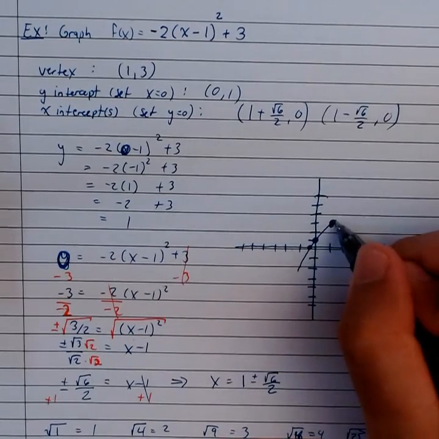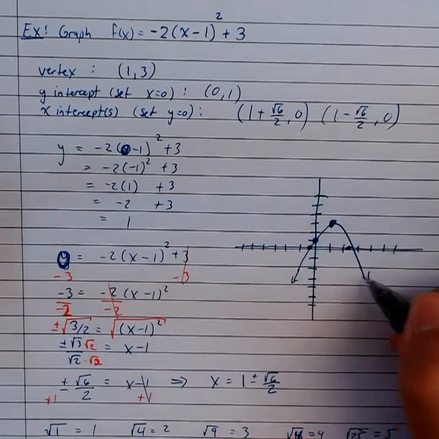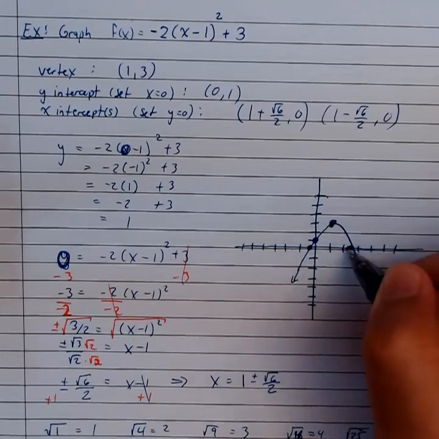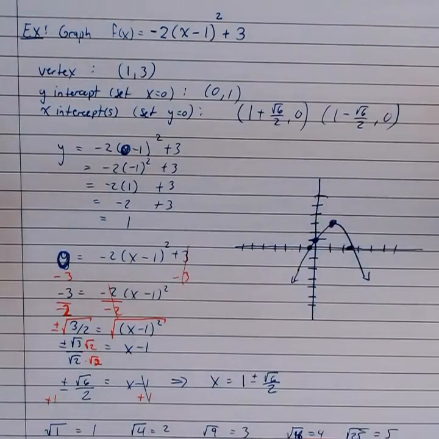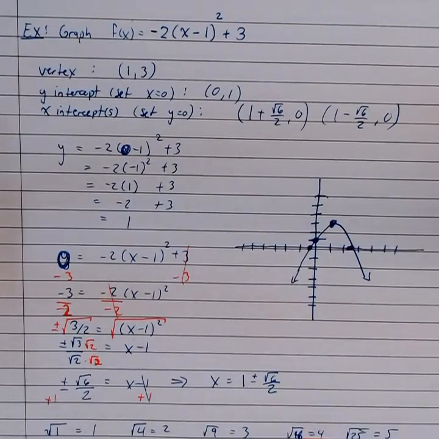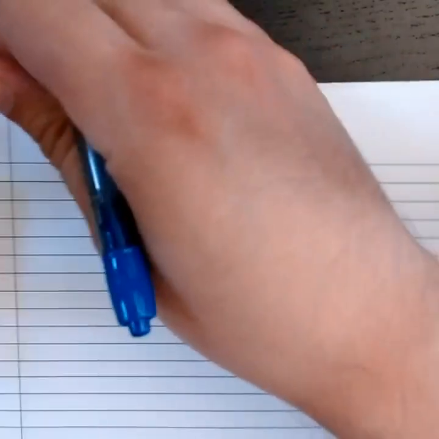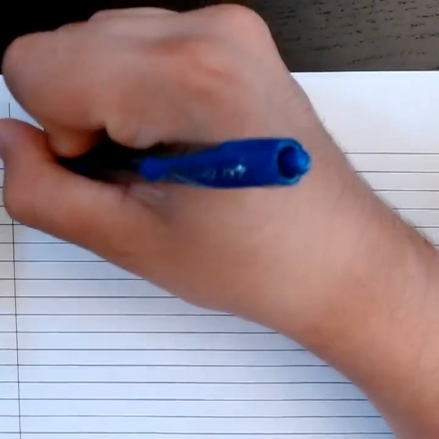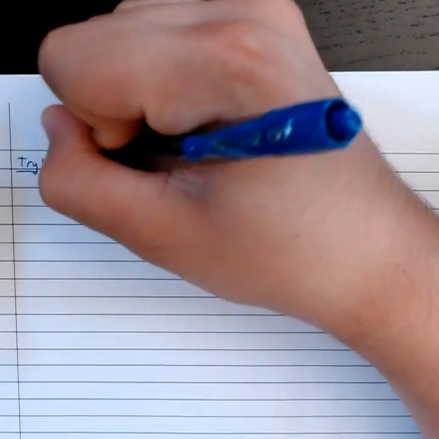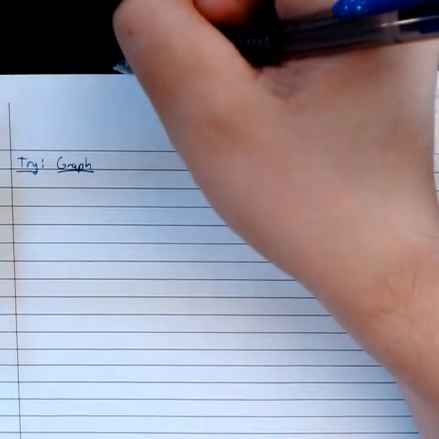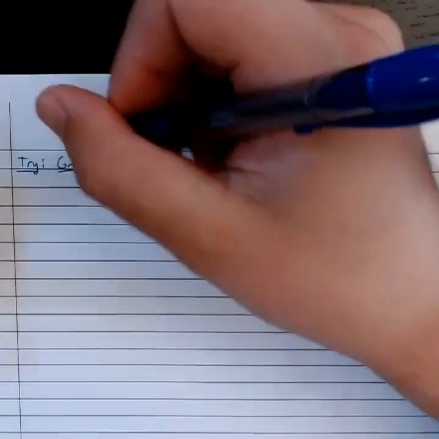Here's your vertex. Here's your x-intercepts. Here's your y-intercept. And that's your graph. So go ahead and give this a try. Take the following equation that is in vertex form and graph it. You're going to graph by finding the vertex, the y-intercept, the x-intercepts, and then plotting those and creating the graph. So go ahead and give this a try.